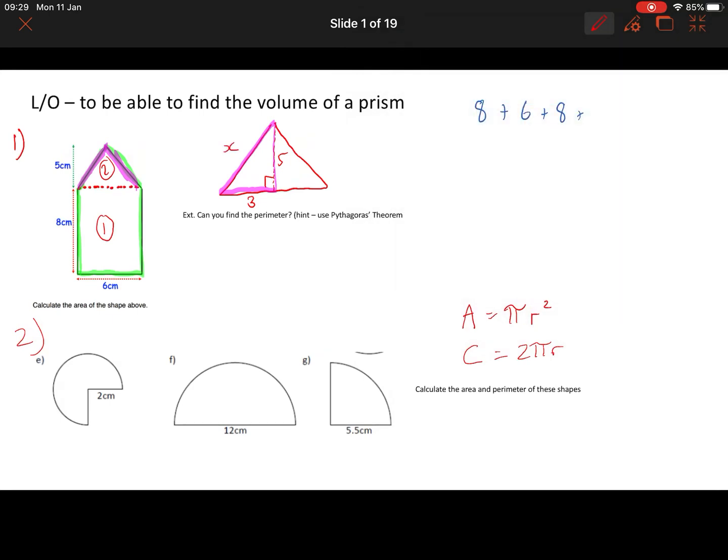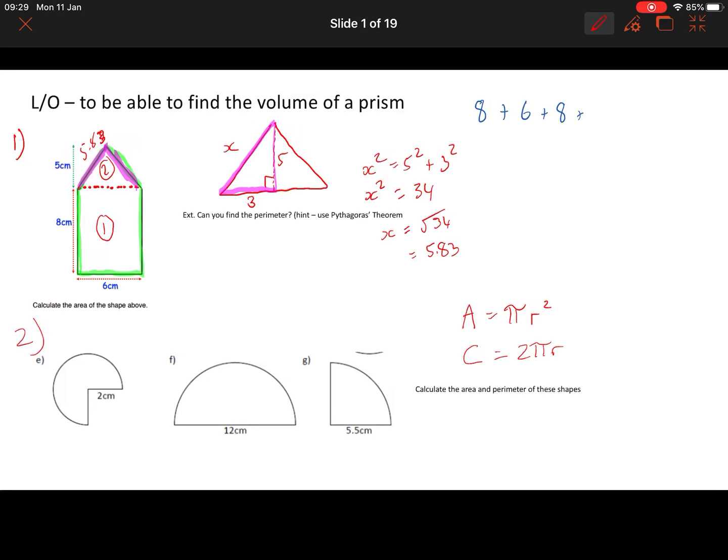Well, remember, Pythagoras' theorem can help me with that. So let's just call that length x for the moment. So remember, it means x squared equals 5 squared plus 3 squared. So do that on a calculator or in your head. 25 plus 9 is 34. So x squared equals 34. So x is the square root of 34. Okay, so root 34 is equal to 5.83 to three significant figures.